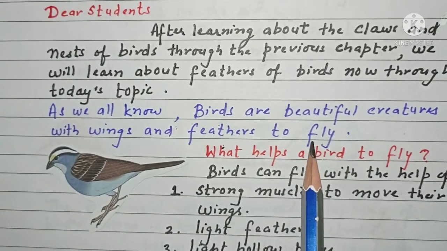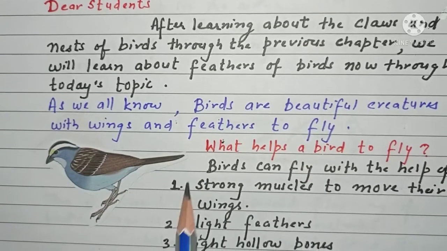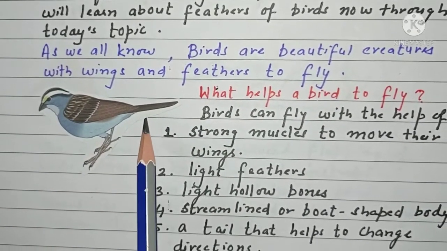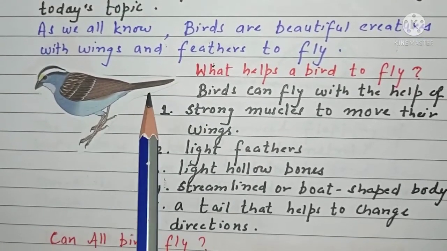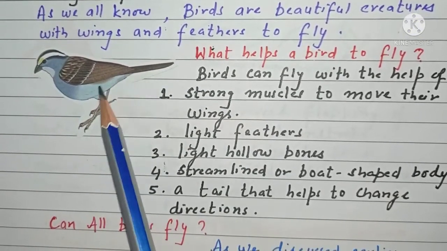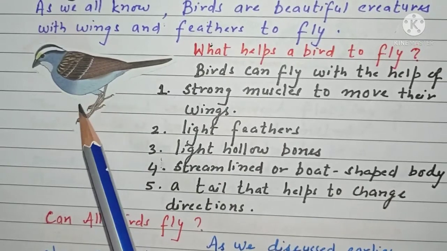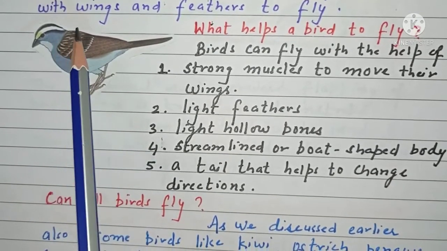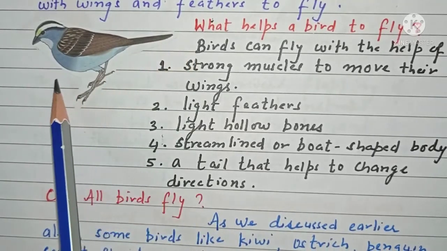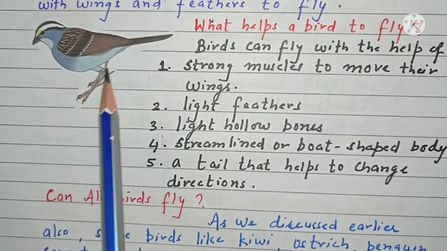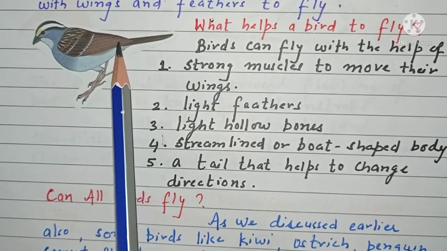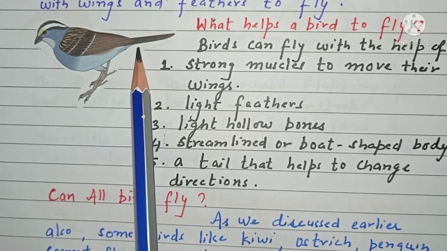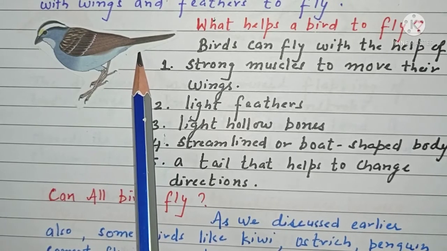Now, students, just think, what helps a bird to fly? Birds can fly with the help of strong muscles to move their wings. They have got light feathers. Their bones are very light and they have a streamlined body. Streamlined means boat-shaped body, and then they have a tail which helps them to change the directions while flying.